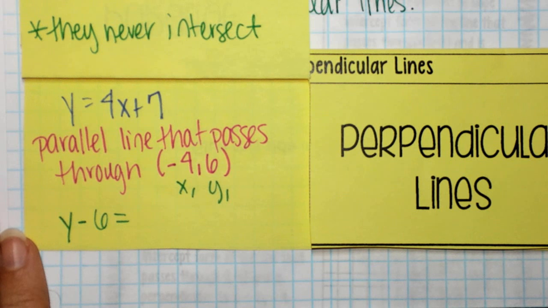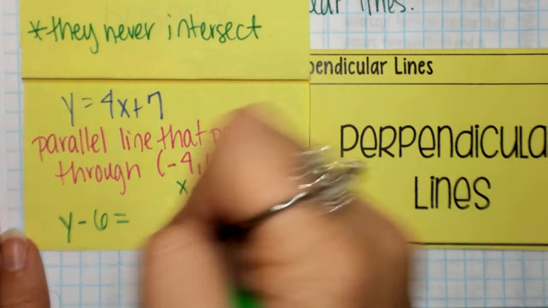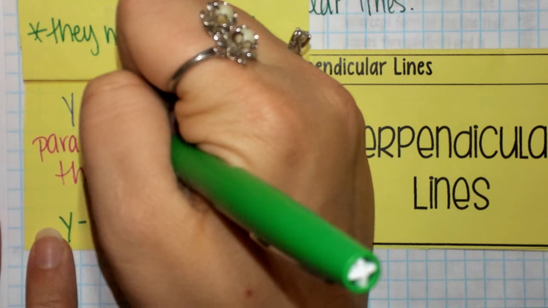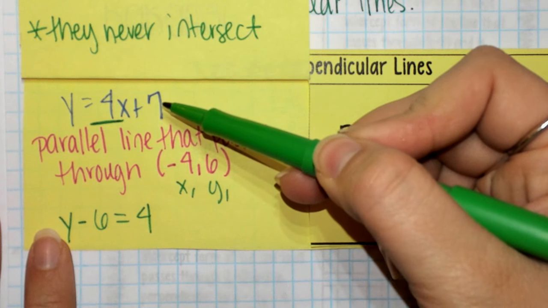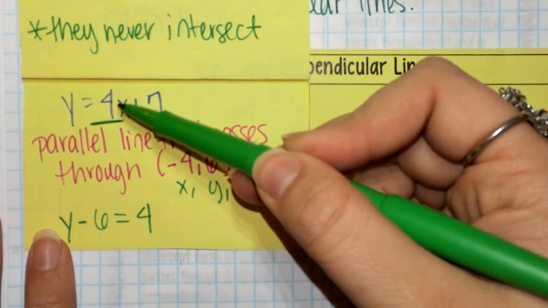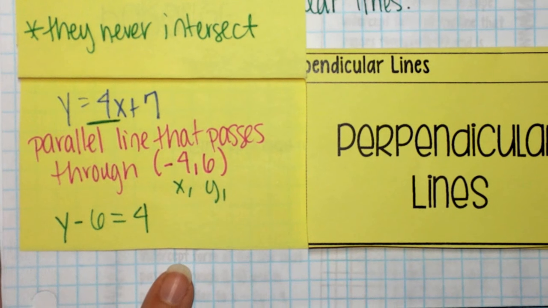What number is in front of x? 4. So 4 is our slope. Remember, this is your slope. This guy right here, that's your y-intercept. So we don't use him this time. 4 is our slope. What would we write next?